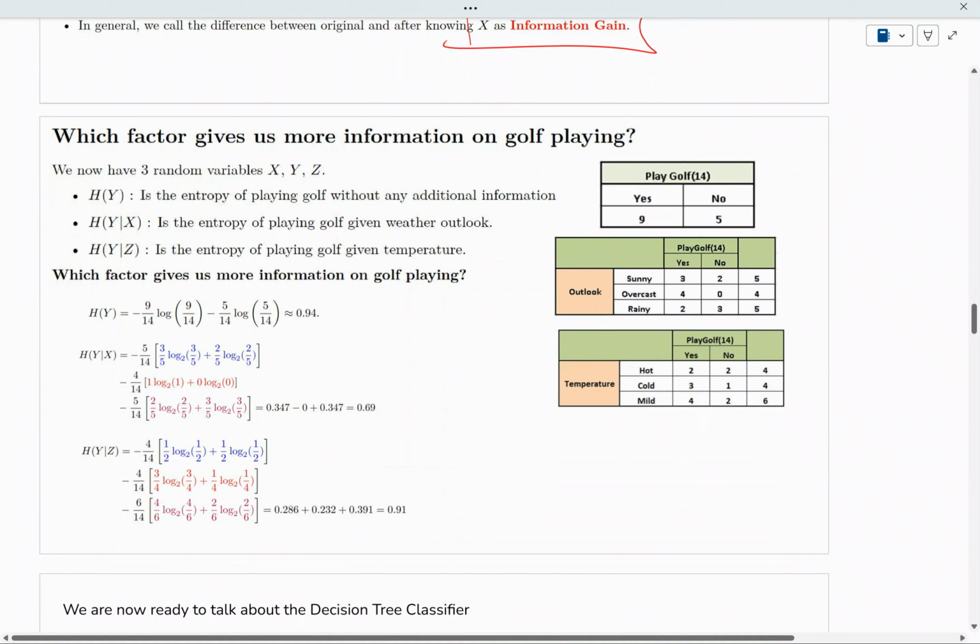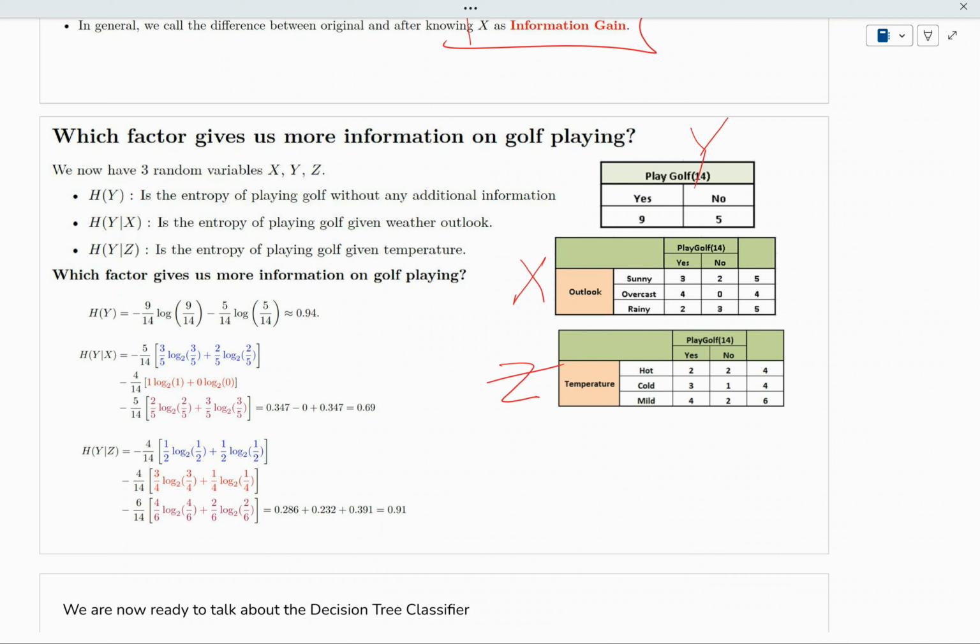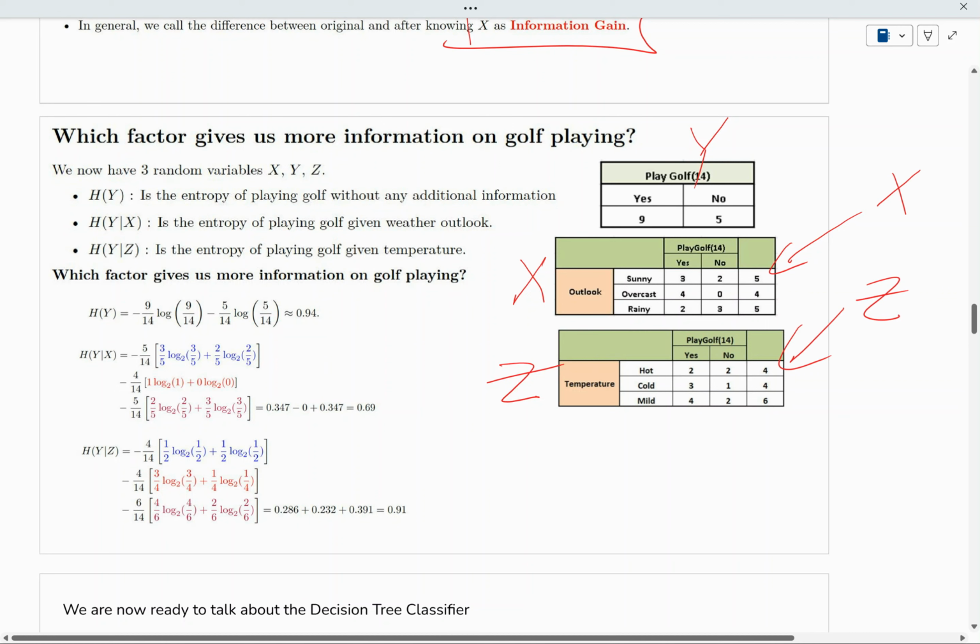Okay, so over here we have a couple of factors. The goal here is to predict whether somebody played golf or not. So the original amount of entropy is just the entropy of Y, right? This is Y, and then X is the entropy given outlook. So this is X and this is Z. Okay, so which one gives us more information about playing golf? Well, we just have to calculate the information gain given X and the information gain given Z, right?